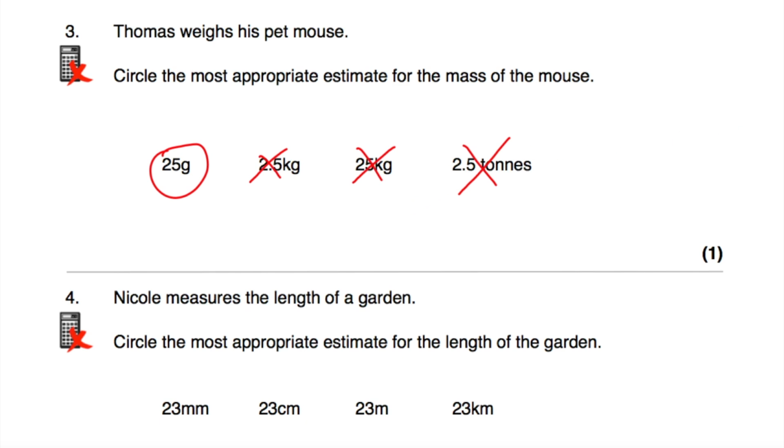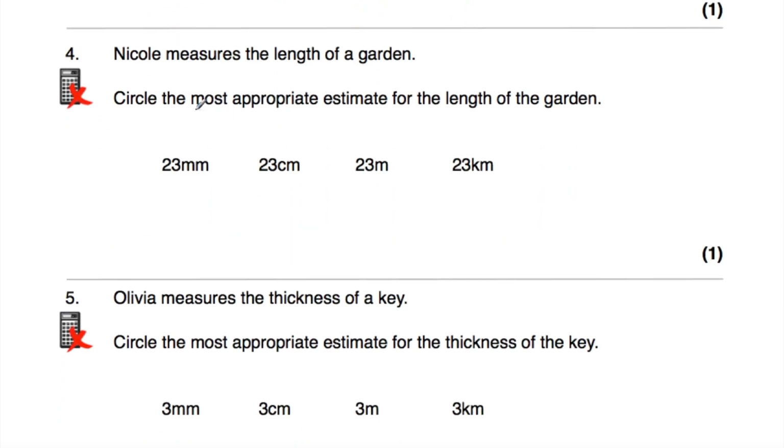Okay, let's look at the next question, question number 4. So question number 4 says, Nicole measures the length of her garden. So she measures how long her garden is, and we've been asked to circle the most appropriate estimate for the length of her garden. And we've got 23 millimeters. So again, there's little dashes on the ruler, in between centimeters, the millimeters, 23 of those, just over 2 centimeters. No, that's not how big her garden's going to be.